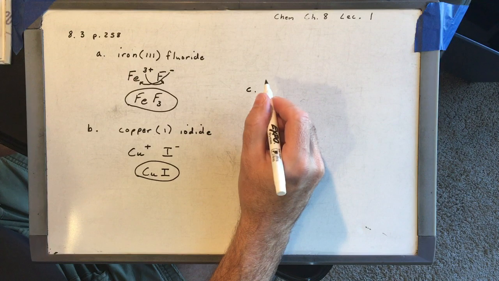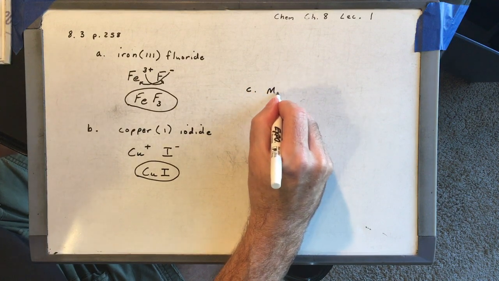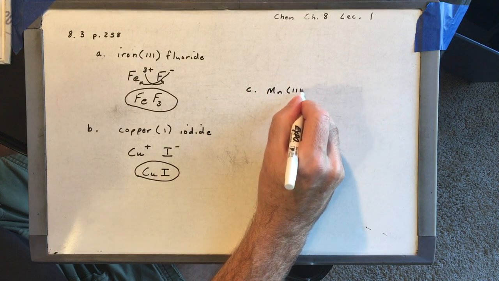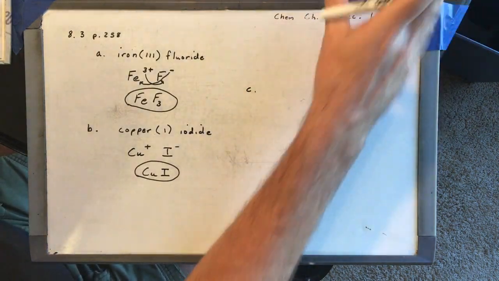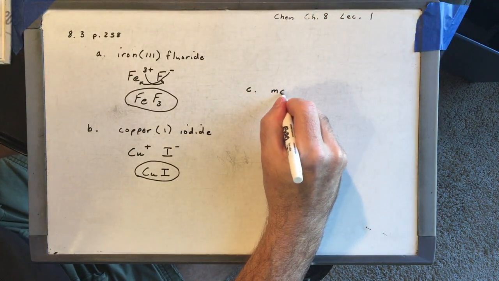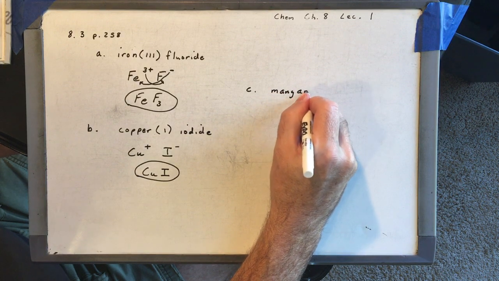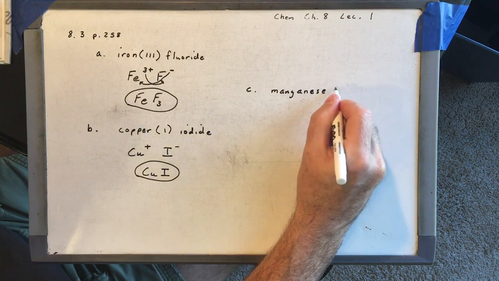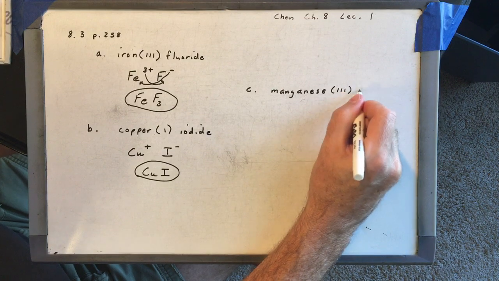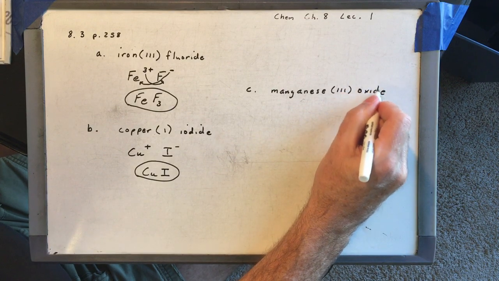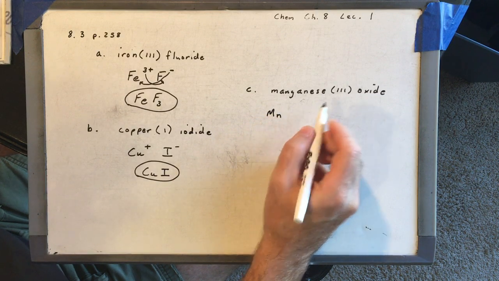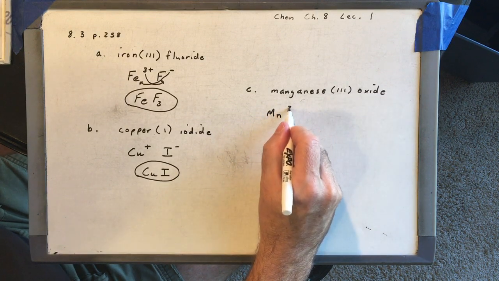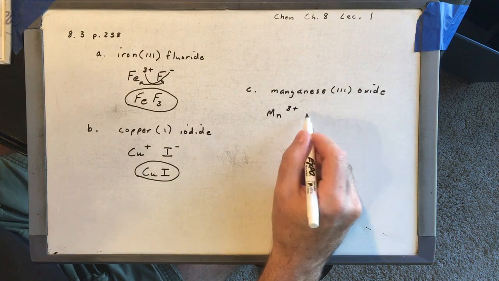And then C is manganese 3 oxide. Let me write it out. All right, manganese 3 oxide. So manganese is Mn. The Roman numeral tells you it's a 3+ charge.